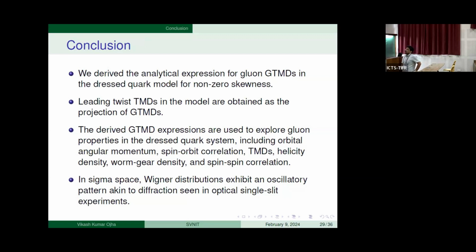The GTMDs we have derived, we used to explore the gluon properties in the dressed quark system, including orbital angular momentum, spin-orbit correlation, TMDs, helicity density, worm-gear density, and the spin-spin correlation between the gluon and the target state. We also obtained the Wigner distribution in sigma space, which shows an oscillatory pattern akin to diffraction, as observed in a single-slit experiment.